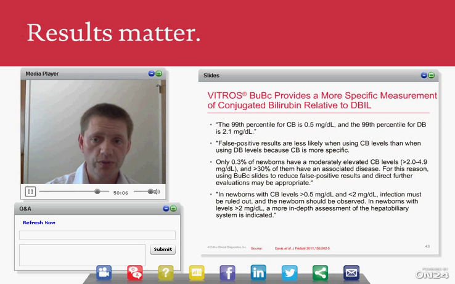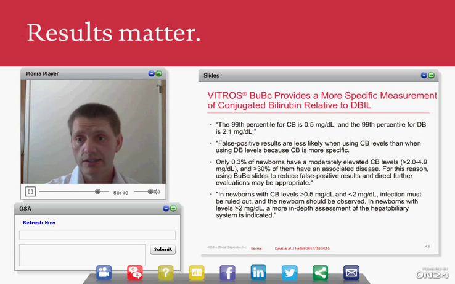using the VITROS BBC assay, if you had a conjugated bilirubin level of greater than 0.5 but less than 2 milligrams per deciliter in a newborn, then you need to rule out infection, because that's a common cause of that, and you should observe the patient closely. In those individuals that are greater than 2 milligrams per deciliter, then you really have to look at the hepatobiliary system, because a high proportion of those neonates are actually in the process of developing hepatobiliary issues.